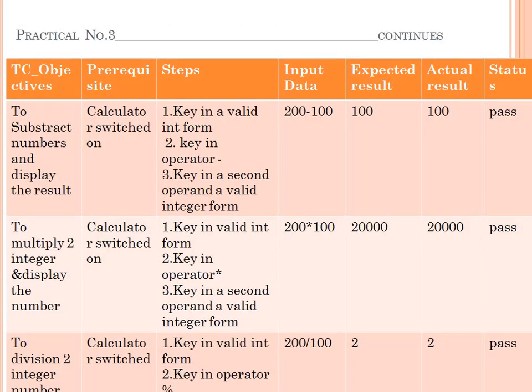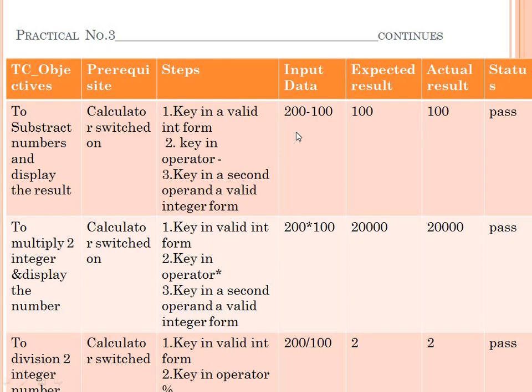Okay, so the third case is to subtract the numbers and display the result, same as the addition. Here we perform only the subtract operator. The prerequisite is that the calculator is switched on. The first step is to key in a valid integer format, that is, we only provide integer numbers. The second is to key in the operator, that is, the subtract operator. Then key in a second operand in valid integer format.